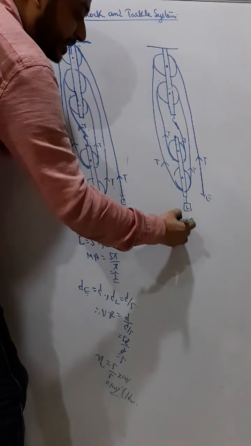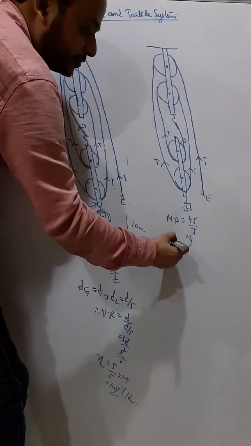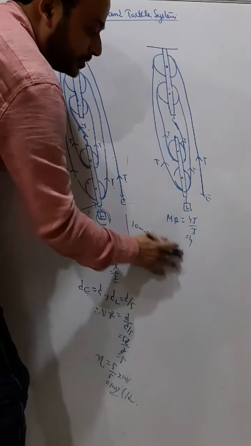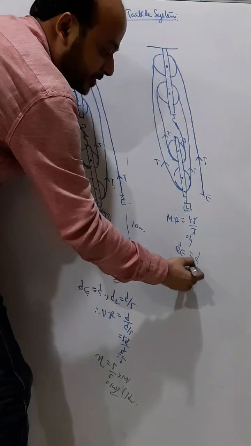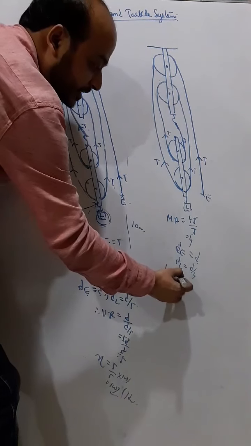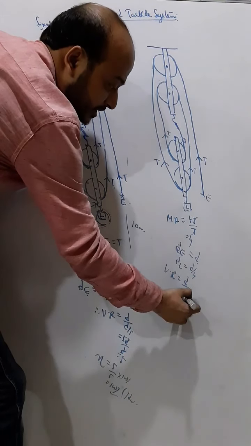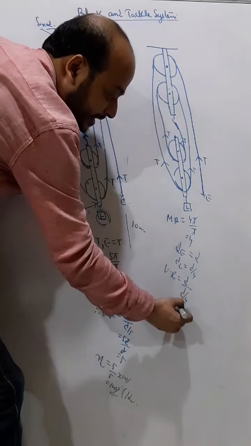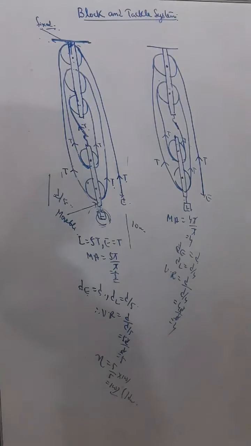So mechanical advantage will be 4t by t, that is 4. Velocity ratio, again displacement of the effort, if you take d, displacement of the load will be d by 4, and therefore I can say velocity ratio is equal to de by dl. So d by 4, so I get 4d by d. So velocity ratio 4, and again efficiency is 100%. Okay, understand?